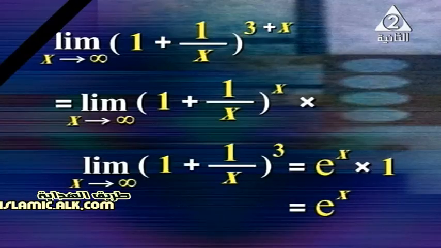Why 1? In the second limit, the limit when x tends to infinity of 1 plus 1 over x, all to the power 3, by substitution of x equal to infinity, 1 over infinity is 0. Then 1 plus 0 equals 1, and 1 power 3 equals 1. The first limit is e, and the second limit is 1.